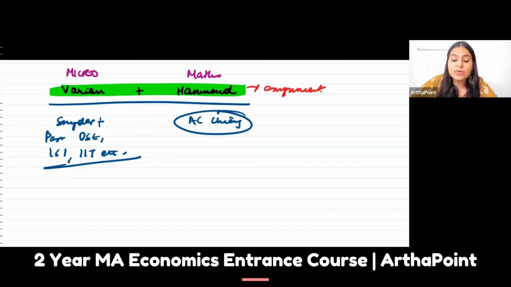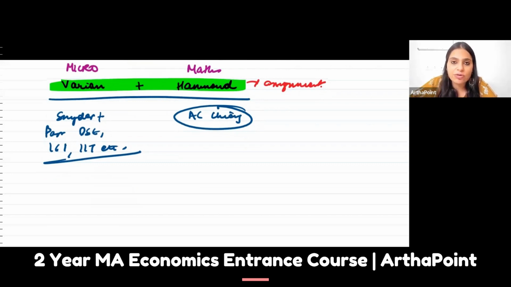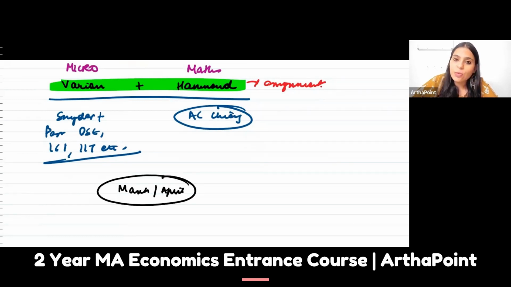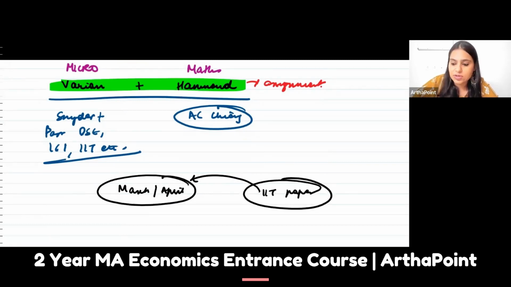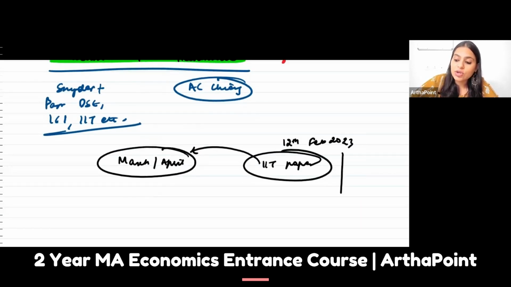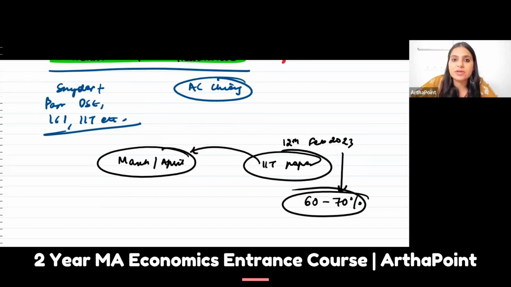Now, once you dedicate these 6-7 months to micro and maths, and you reach the month of March or April, I will show you the IIT paper of the year. This year IIT paper is on 12th of Feb 2023. So have a look at that IIT paper, and I can bet on it that you should be able to solve 60 to 70% of the paper just by doing the intermediate level. And that's the cutoff. The cutoff is not even more than that.